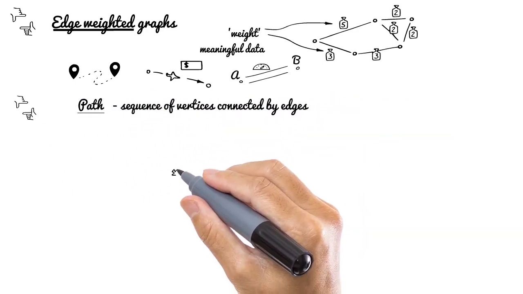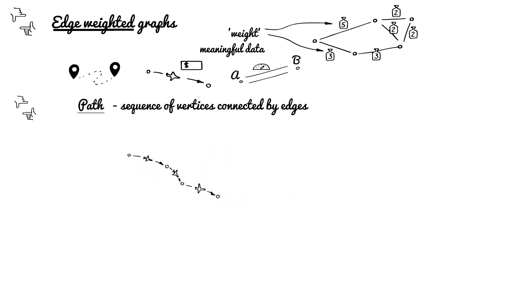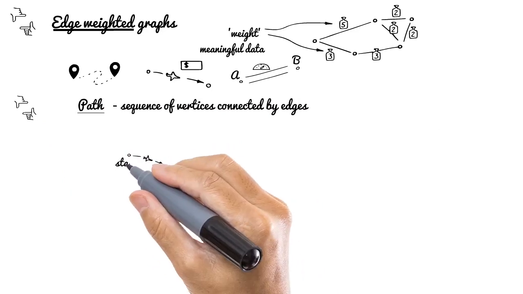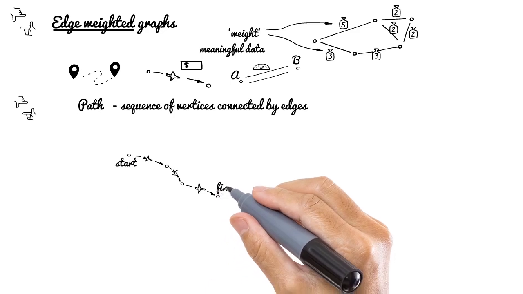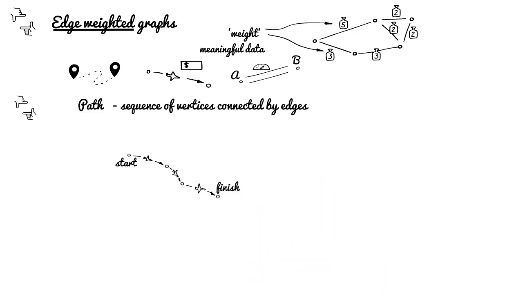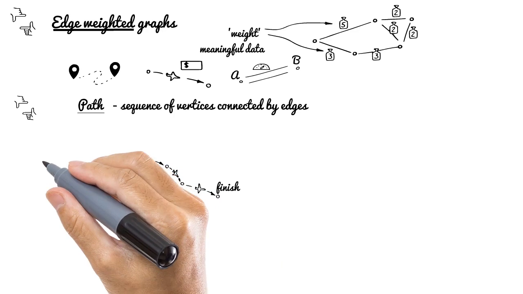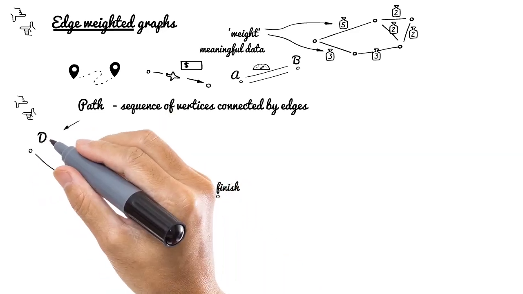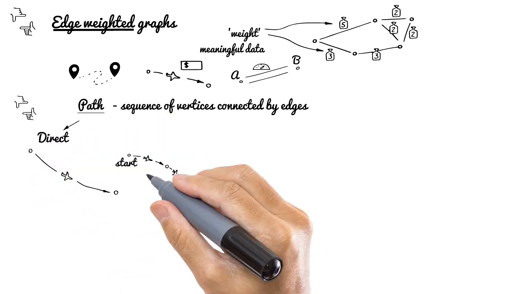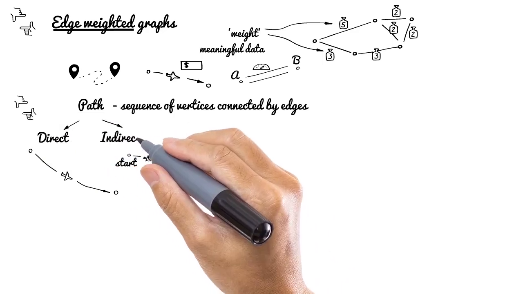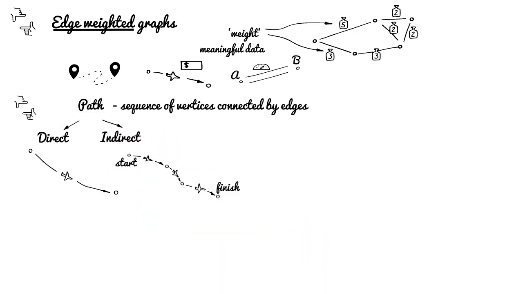Path is a sequence of vertices connected by edges. For example, your trip with layovers when you have one or more airports between your initial departure airport and final destination airport. All the way through all airports is the path in this case. For simplicity and better understanding, you can consider path as direct when two vertices directly connected by just one edge, or indirect when there are two or more edges between vertices.